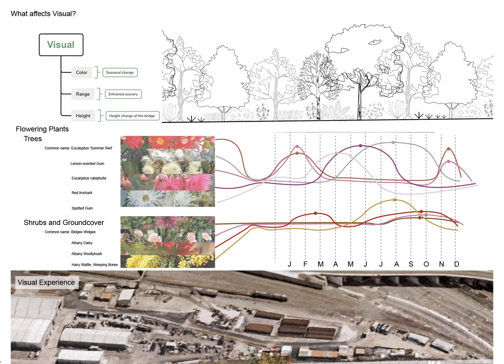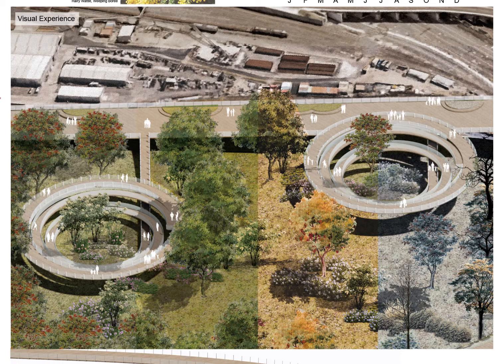The next stage is visual experiences, mainly affected by color, visual range, and the height people are at. So I focused on seasonal change and a spiral loop to change the height of the people. And sorry, I haven't done the smell part and the perspectives yet, and I will refine them later.